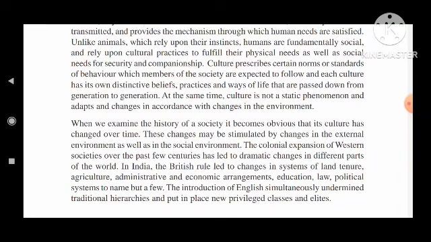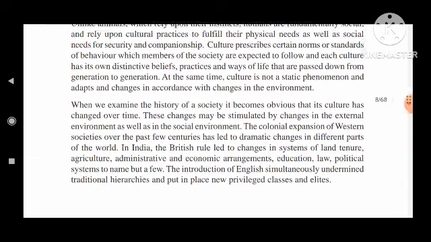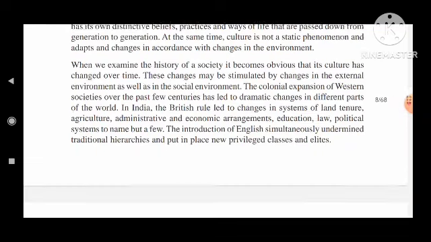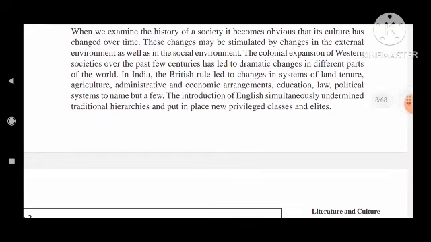At the same time, culture is not a static phenomenon and adapts and changes in accordance with changes in the environment. When we examine the history of a society, it becomes obvious that its culture has changed over time. These changes may be stimulated by changes in the external environment as well as the social environment. The colonial expansion of Western societies over the past few centuries has led to dramatic changes in different parts of the world. In India, the British rule led to changes in systems of land tenure, agriculture, administrative and economic arrangements, education, law, political systems, to name but a few.